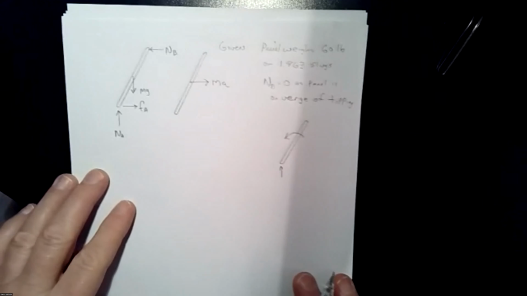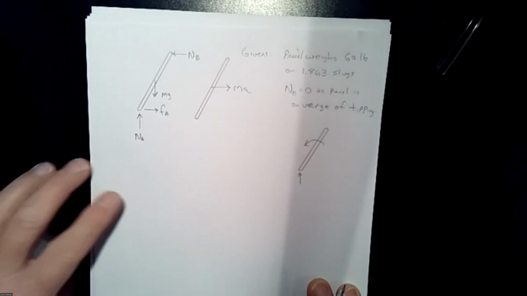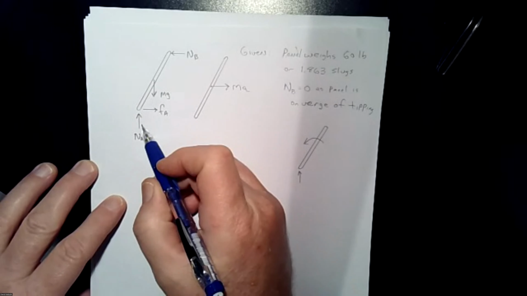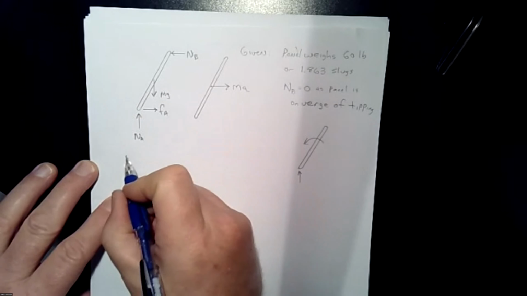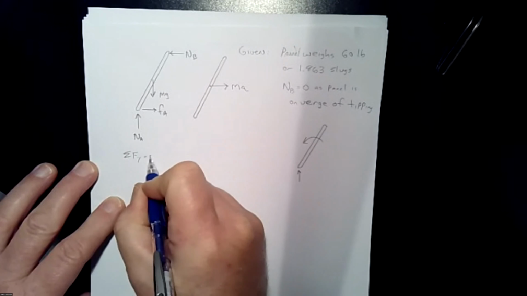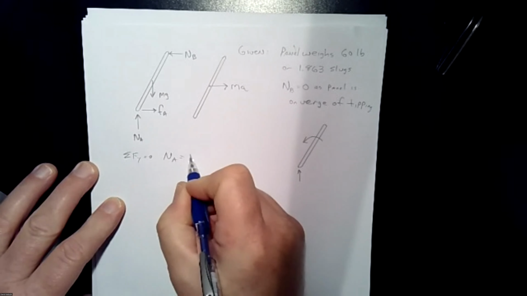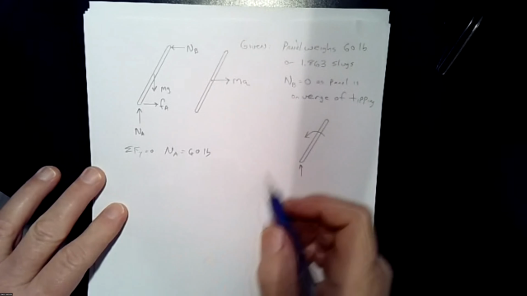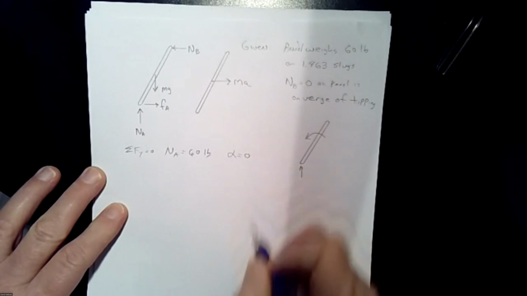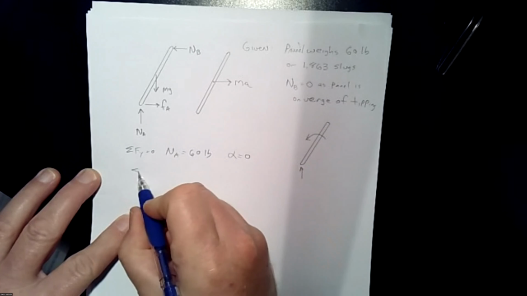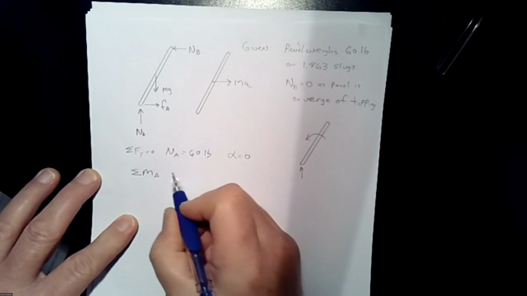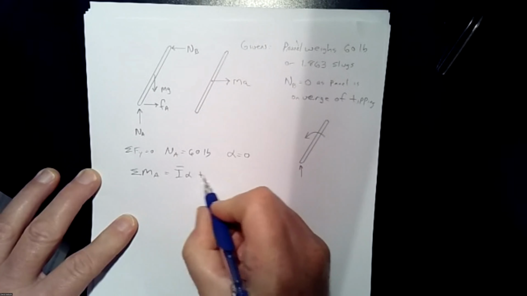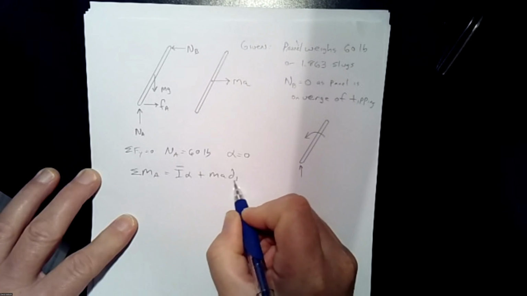So first thing we want to figure out is, what is our normal force A? By inspection, we can see that's going to be 60 pounds. If I sum the forces in y to 0, I see that NA equals 60 pounds. Then, since alpha equals 0, normally we would say sum of the moments about A equals I alpha plus m a d perpendicular.